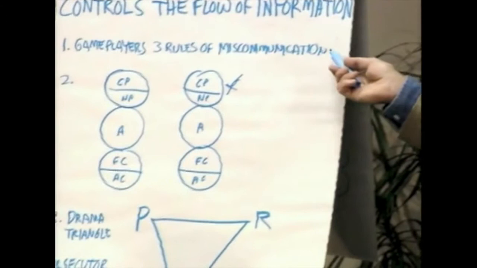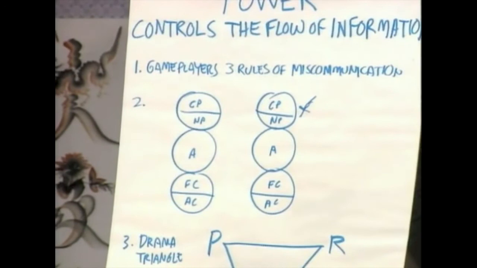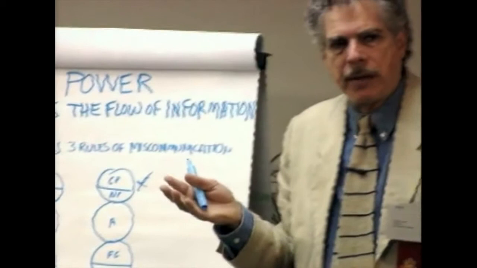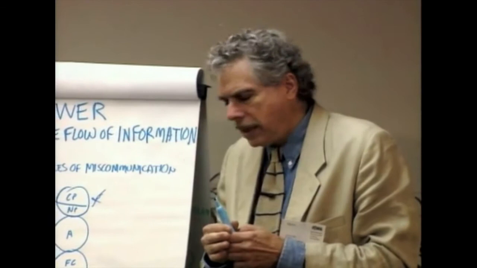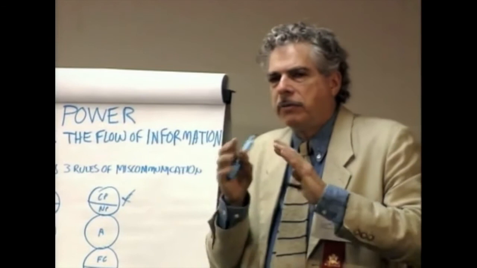Oh, by the way, I have written up here the game player's three rules of miscommunication. Originally, I saw this as typical alcoholic behavior when you want to tell the alcoholic not to drink, but it comes out more as a sign of dysfunctional family training. The game player's three rules of miscommunication are: make a game out of everything, deny everything, and immediately put the other person on the defensive. And whenever really bad communication goes on, all three are happening fast.